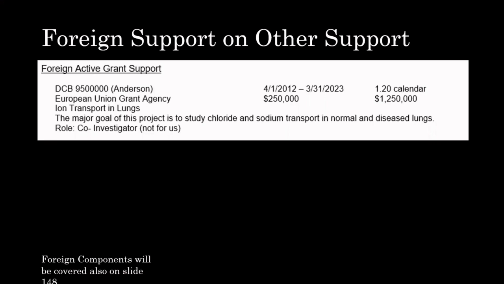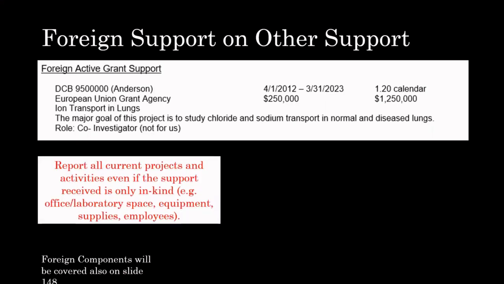Foreign support on other support. If a PI has any grants that are with a foreign entity, they need to be listed and broken out under foreign active support. So they would not be listed under domestic, they would be listed under foreign. And foreign components will be covered further in the slides by Erica Wilson.